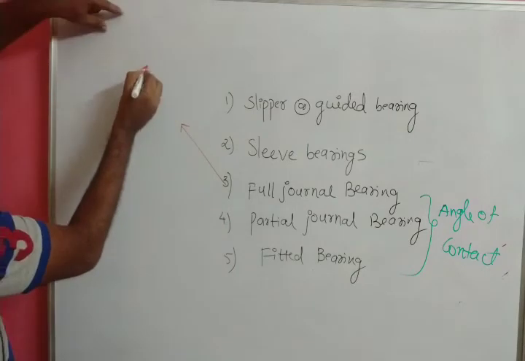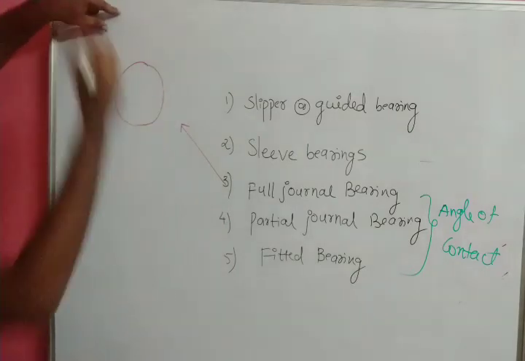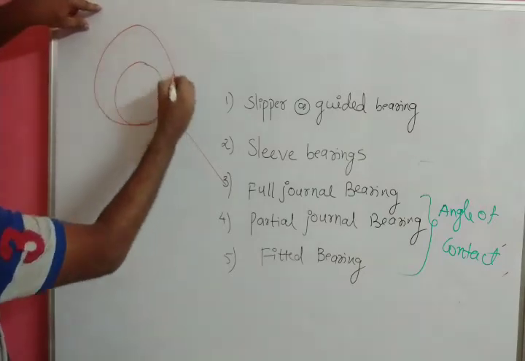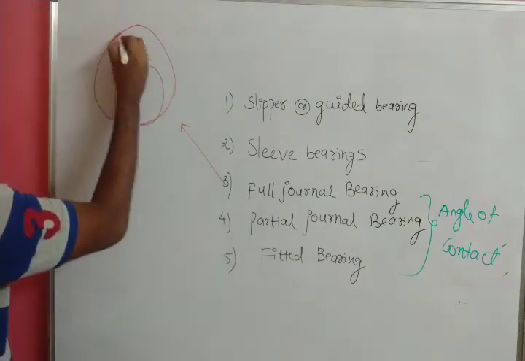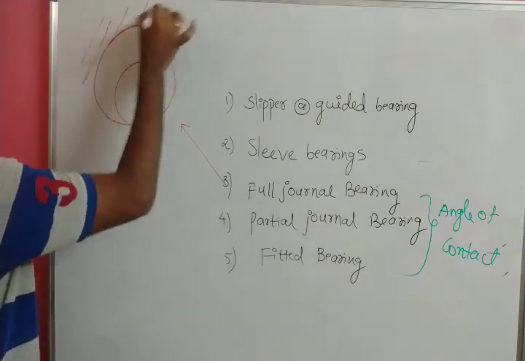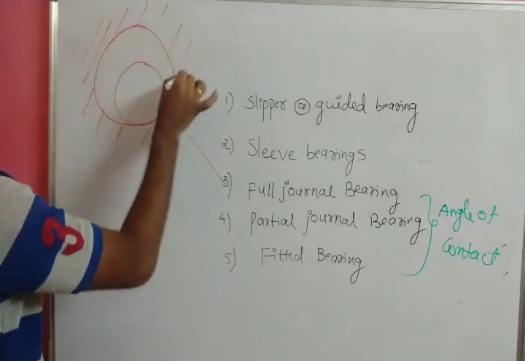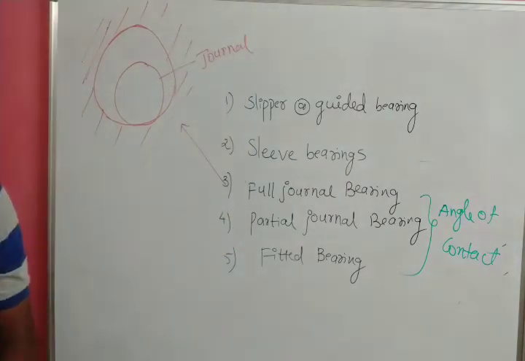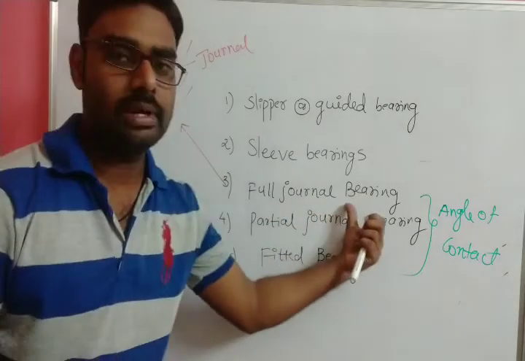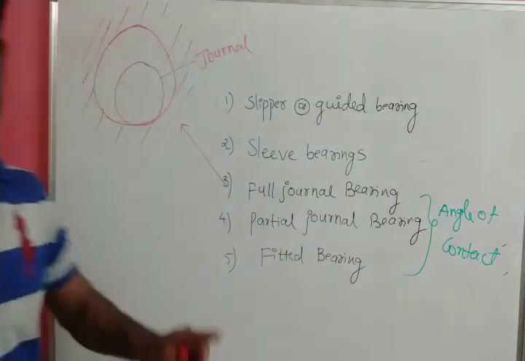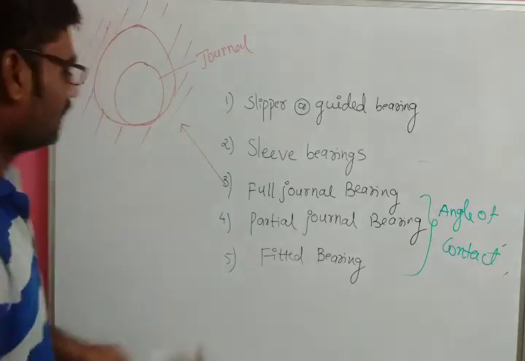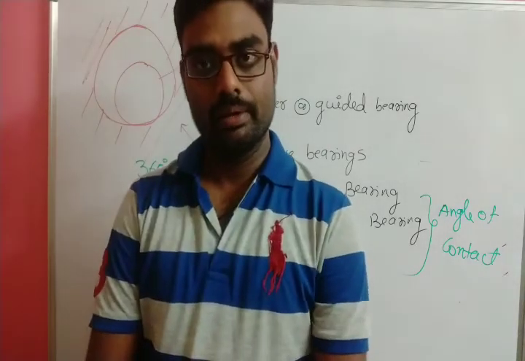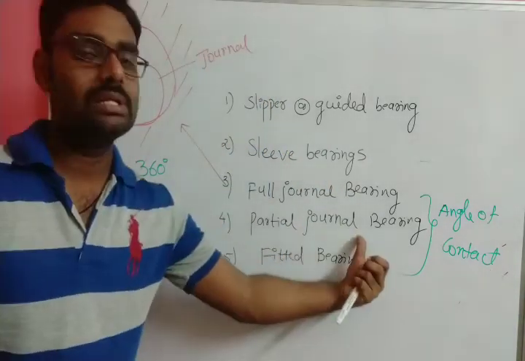This is the diagram of the journal. The next one is the bearing. So what is the definition of full journal bearing? The angle of contact between the journal and bearing is 360 degrees, so that is known as full journal bearing. Then second one is partial journal bearing.